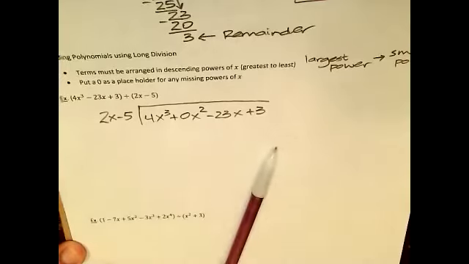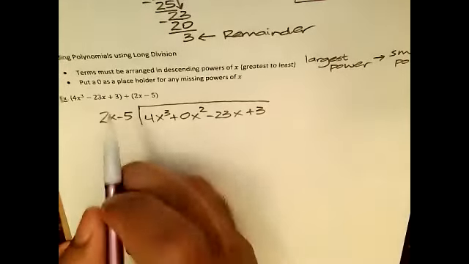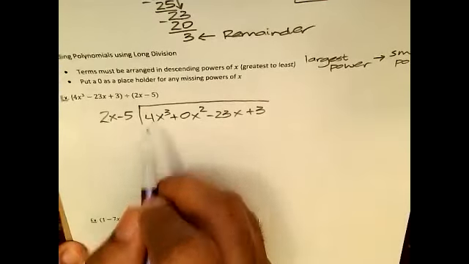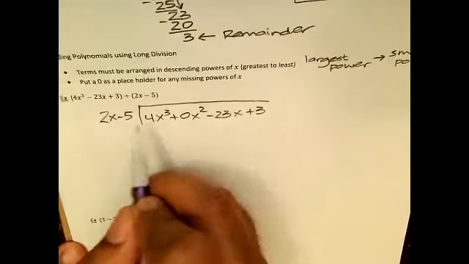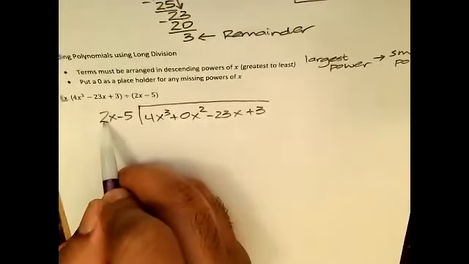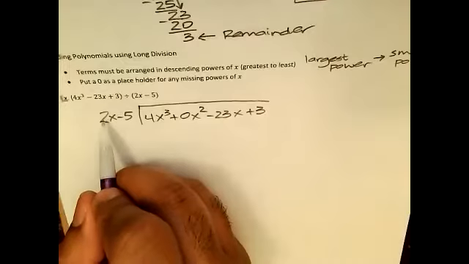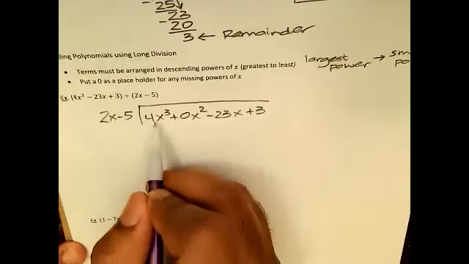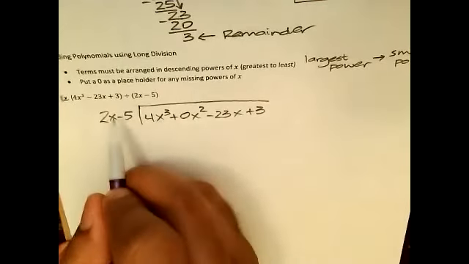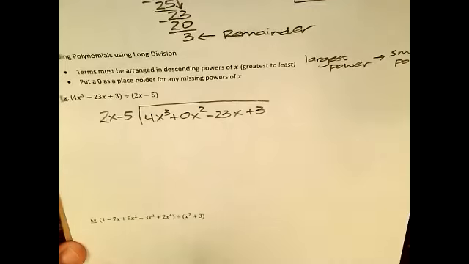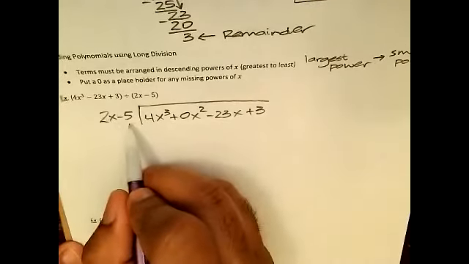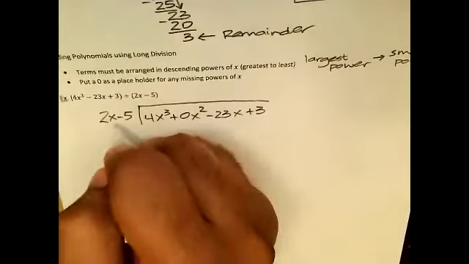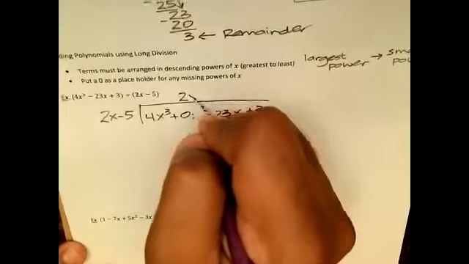So what do I need to multiply by 2x to get 4x cubed? To get 4 from 2x, I need to multiply the 2 by another 2. And to turn x into x cubed, I need an x squared. So I need to multiply by 2x squared. Whatever I need to multiply by, that's what I write above here. So I'm going to put the 2x squared up here.